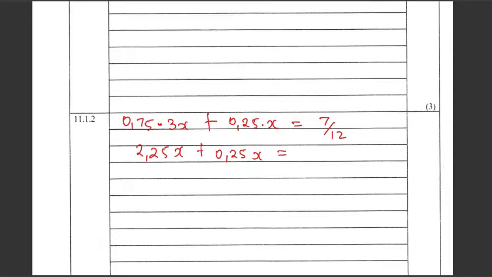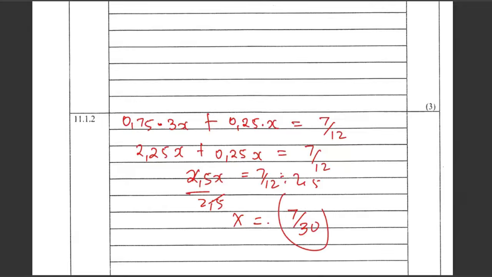I can divide this and give it as a decimal, but either way, no problem. Then when we add this up, we're going to end up with 2.5x is equal to 7 over 12. Then divide both sides by 2.5. Okay, so what is our x? So when I divide by 2.5, it gives me 7 over 30.